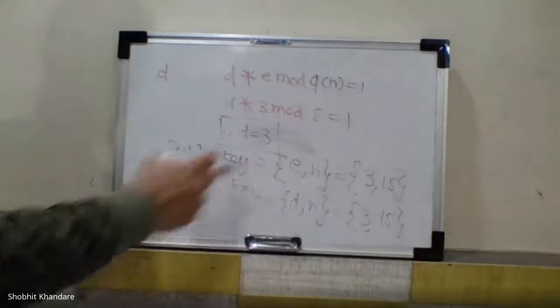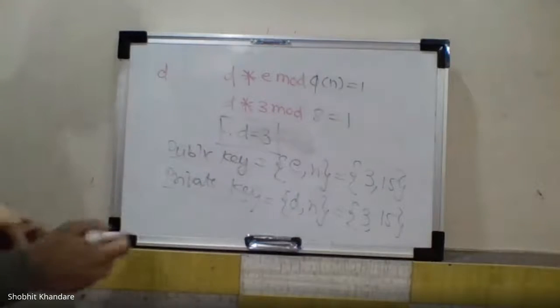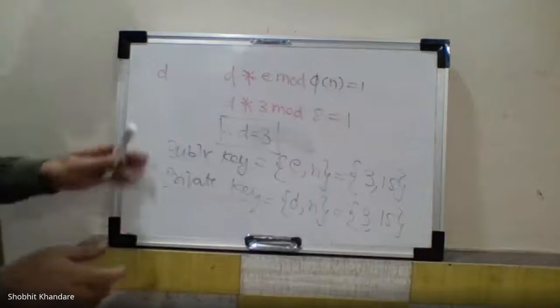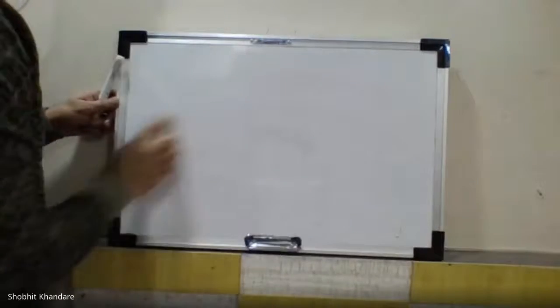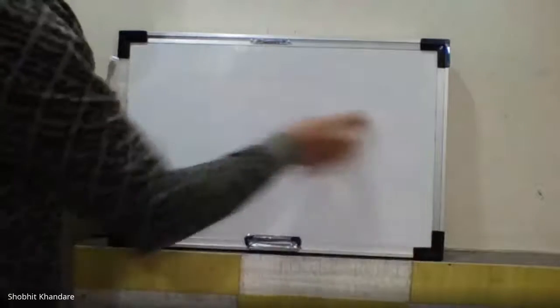So we'll see the further part. Now what will happen at the encryption side? Now we are interested in the encryption side, where we want the ciphertext.